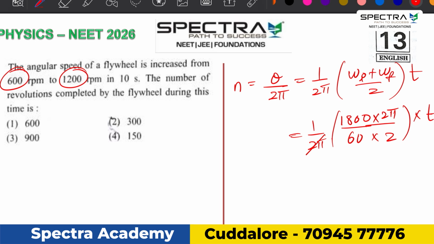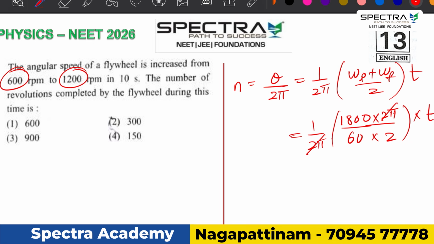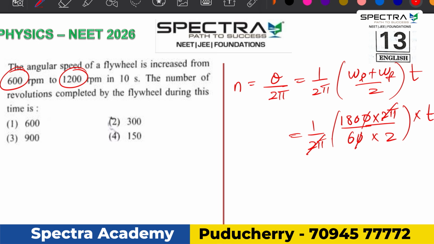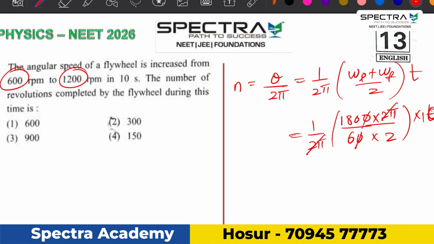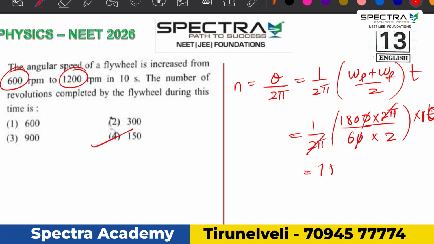So 2 pi can be cancelled, 0 can be cancelled. So what will be the right answer, students? Into t, the value of t is 10, right? So 1800 by 12. I'm solving it. You will get 150. Yes, the right answer will be 150.